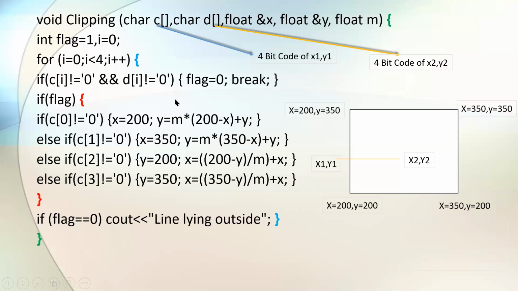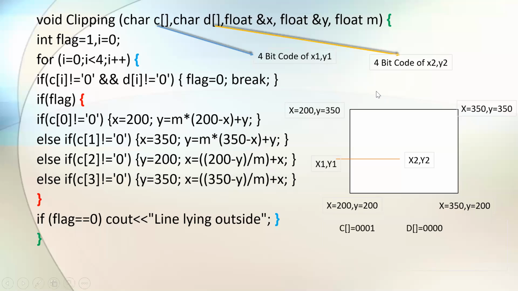Is that clear? So now coming here, the flag is already set to 1, and you have i equal to 0, i less than 4, because we have 4 sides of the rectangle. So it's going to iterate 4 times. And then in the first line, you see if ci is not equal to 0 and di is not equal to 0, that means the point is not inside the rectangle. If it is inside the rectangle, ci and di will be equal to 0. If the point is not inside the rectangle, it will not be equal to 0.